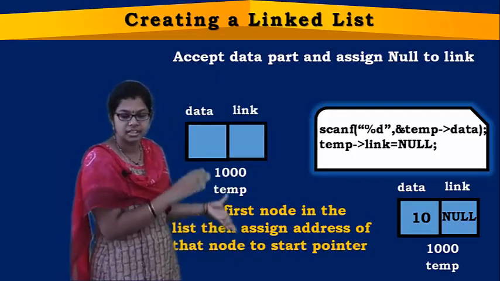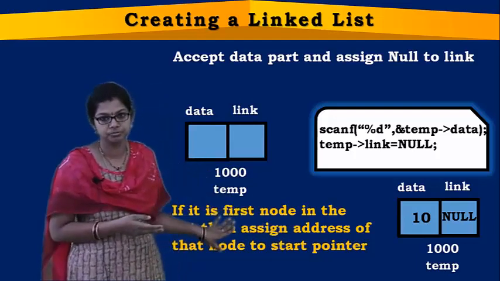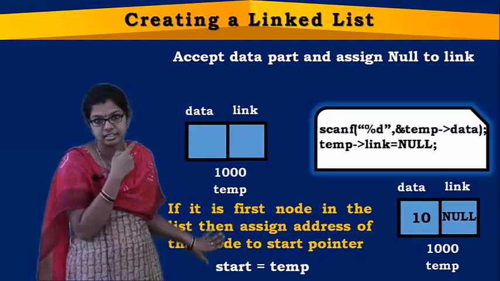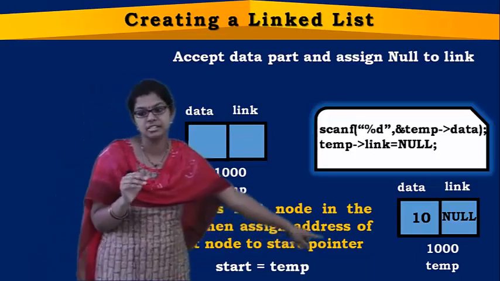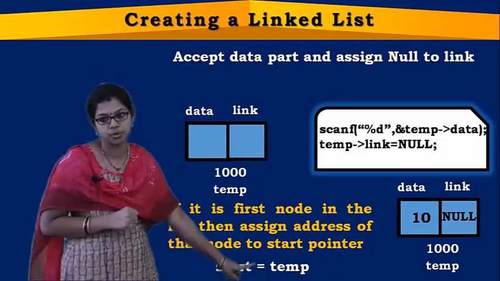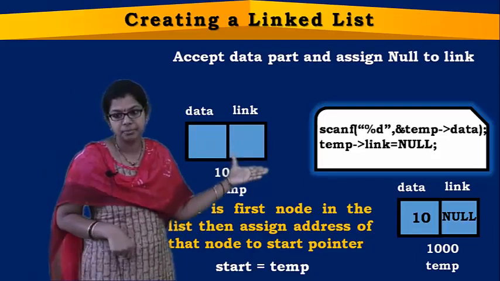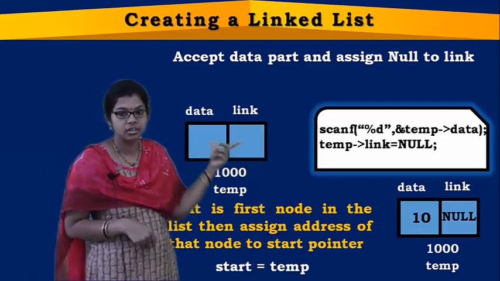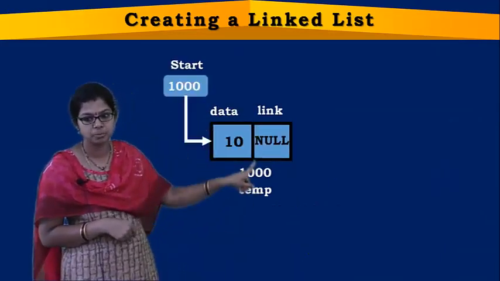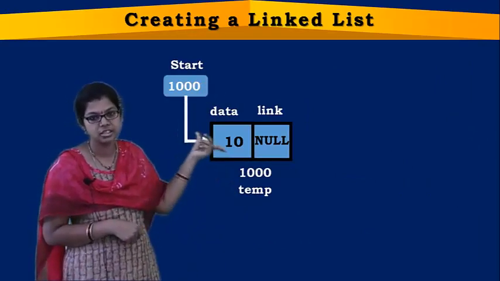Now suppose the linked list is empty and the node you have created is the first node. This is the first node. This first node should be pointed to by a start pointer, as I said earlier, right? So you have to assign this temp address into the start pointer by using the assignment operator, start equals temp. So in this way, the node is pointed to by the start pointer. Temp is also pointing to the first node and even start is also pointing to the first node.